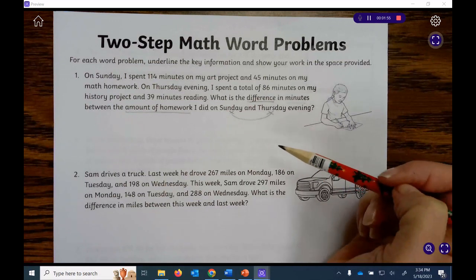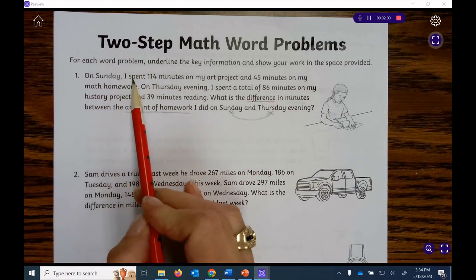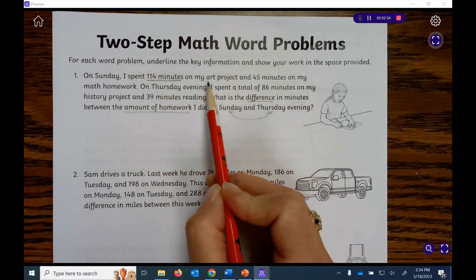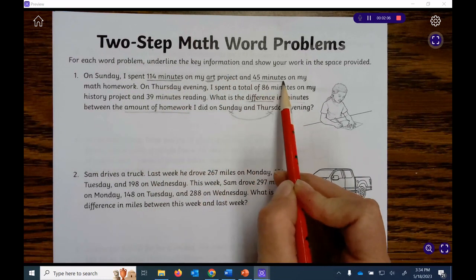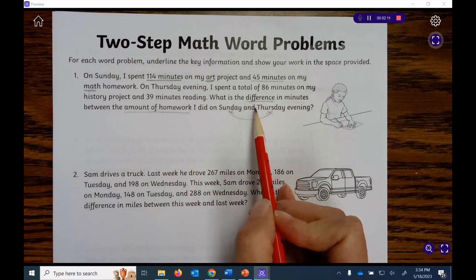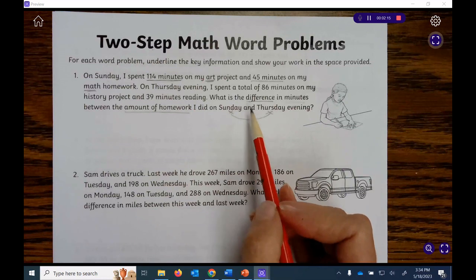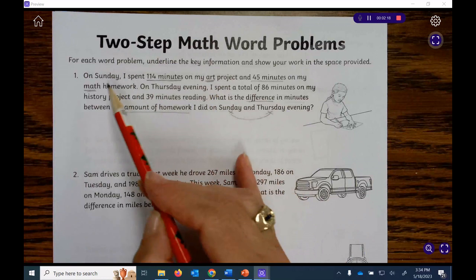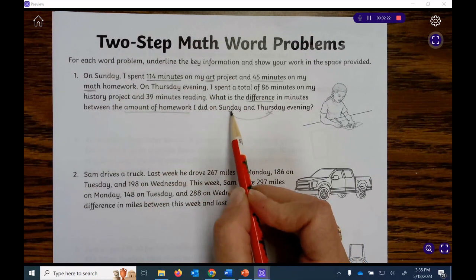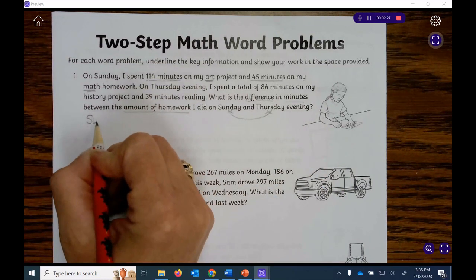All right, so hopefully you have an answer now. On Sunday, I spent 114 minutes on my art project and 45 minutes on my math homework. Now, in my question, it did not matter what I was spending time on. It didn't matter that I was doing art or math homework. They just wanted to know the difference between the amount of time I spent on Sunday and Thursday. So, Sunday, I'm going to make a chart.